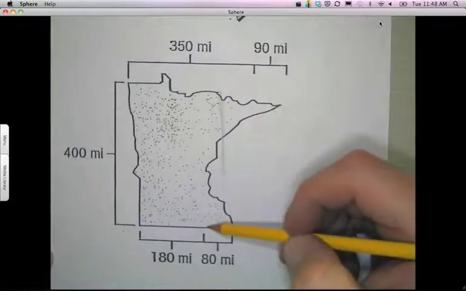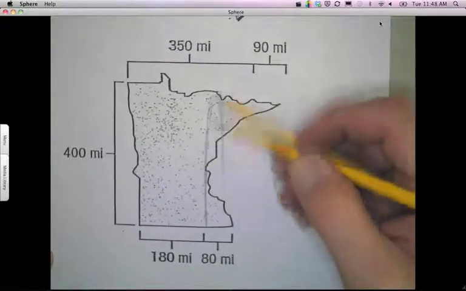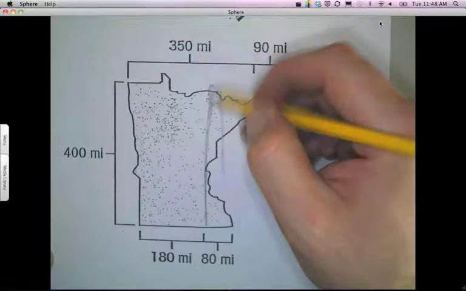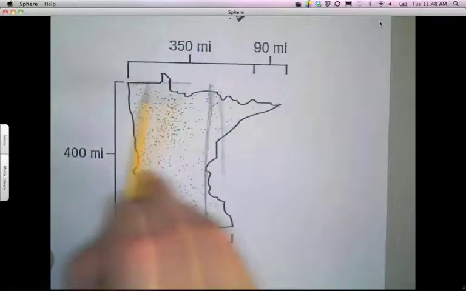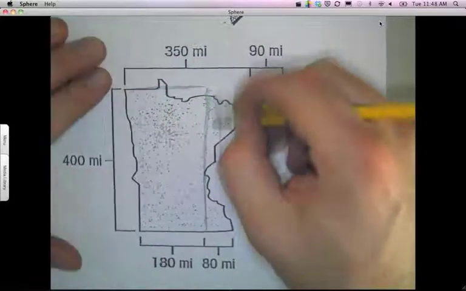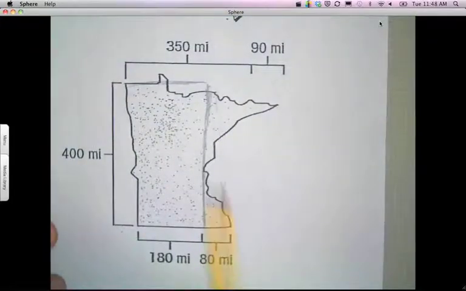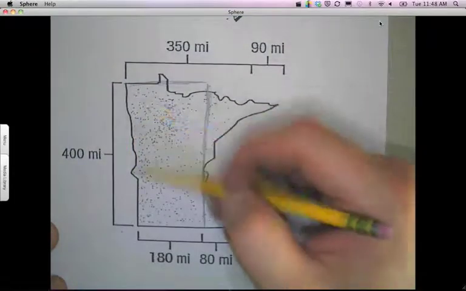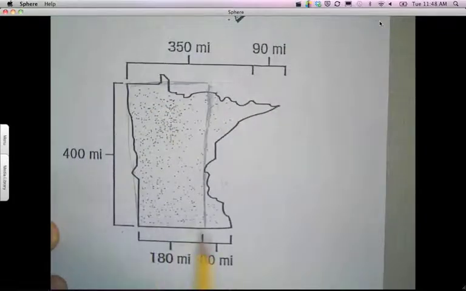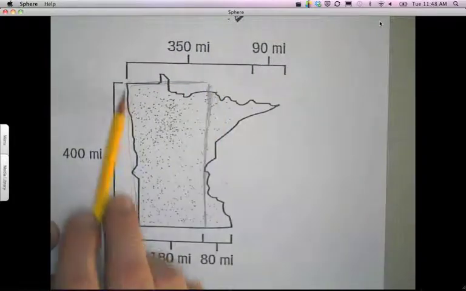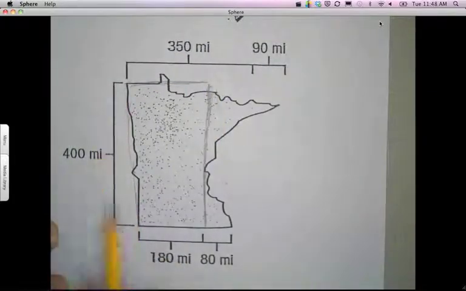Here, in fact, I'll use this line right here, because it's a nice line to use. I can cut Minnesota up into a box like this, right? So I'll erase this line. Can you see that box? If this was just a rectangle that looked like this, can you tell me what the area of that rectangle is going to be? Well, the length of it is how long? 400. And the width of it is going to be 180.